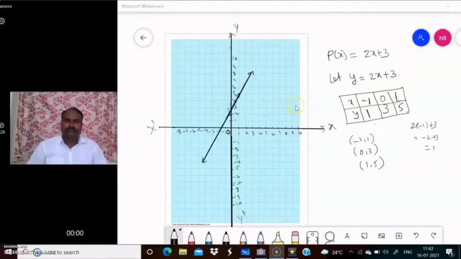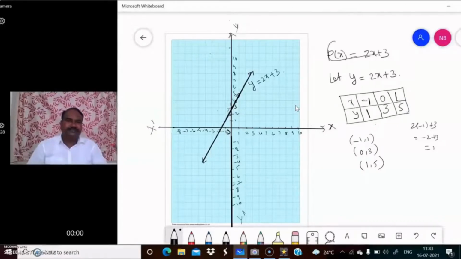This is a straight line which is called y is equal to 2x plus 3. Now for this straight line we can find the zero of this polynomial p of x is equal to 2x plus 3. That is, for this 2x plus 3 polynomial, zero is the x coordinate where it cuts the x-axis. It is called the zero of the polynomial.